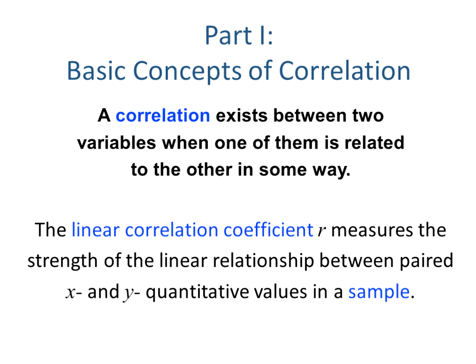All right, so let's go over some basic concepts. A correlation exists between two variables when one of them is related to another in some way. In this chapter, we're only focusing on linear correlations. There might be some other type of correlation going on, but we're focusing on linear correlation. So R measures the strength of linear correlations and only linear correlations.